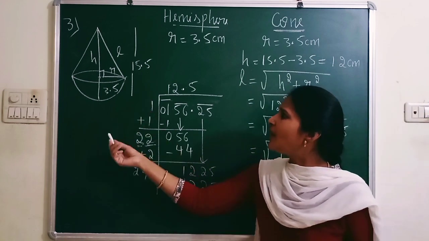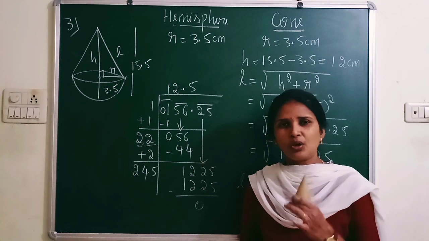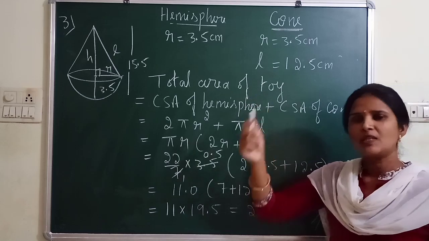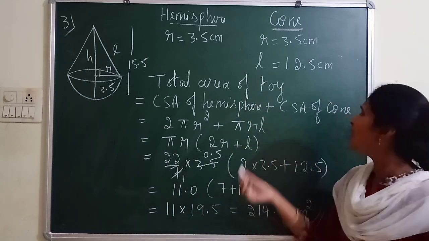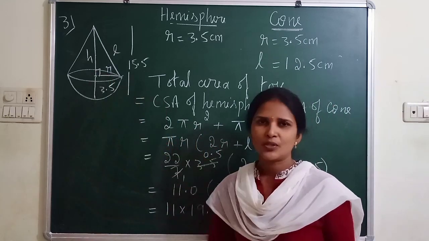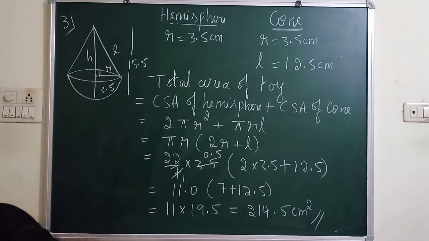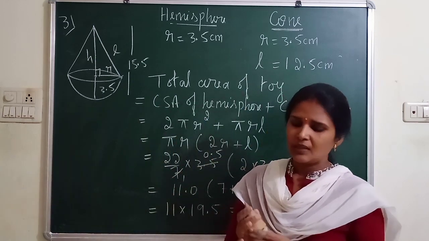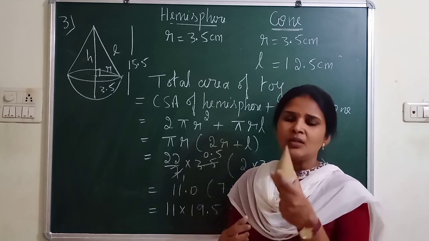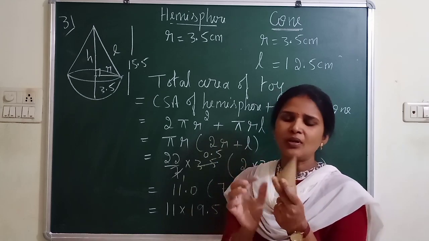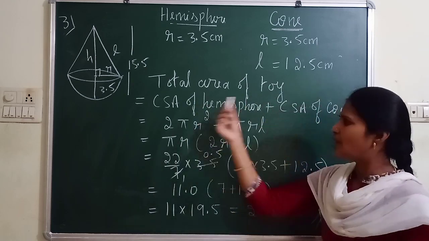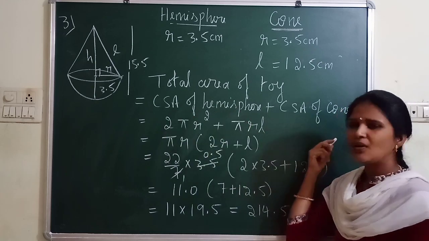Now we have to find the area of this given toy. We found out the value of L by the long division method with the help of the L square equal to H square plus R square formula. That is 12.5 centimeter. Now we need to find the total area of this toy. I already showed you, to find the total area of the toy, we have to see the part which you can see. So in this toy, I can see the CSA of cone and I can see the CSA of hemisphere. So add both. Total area of the toy equals CSA of hemisphere plus CSA of cone.